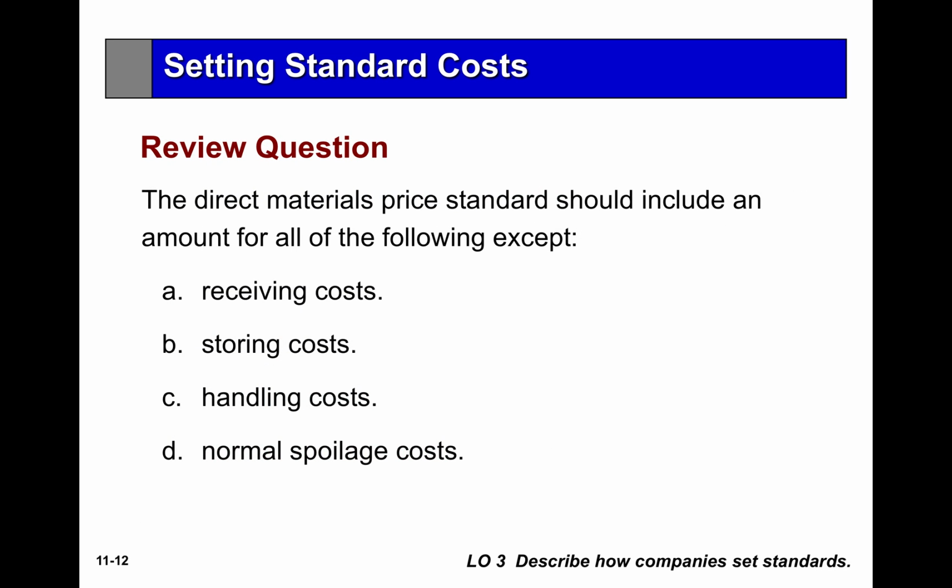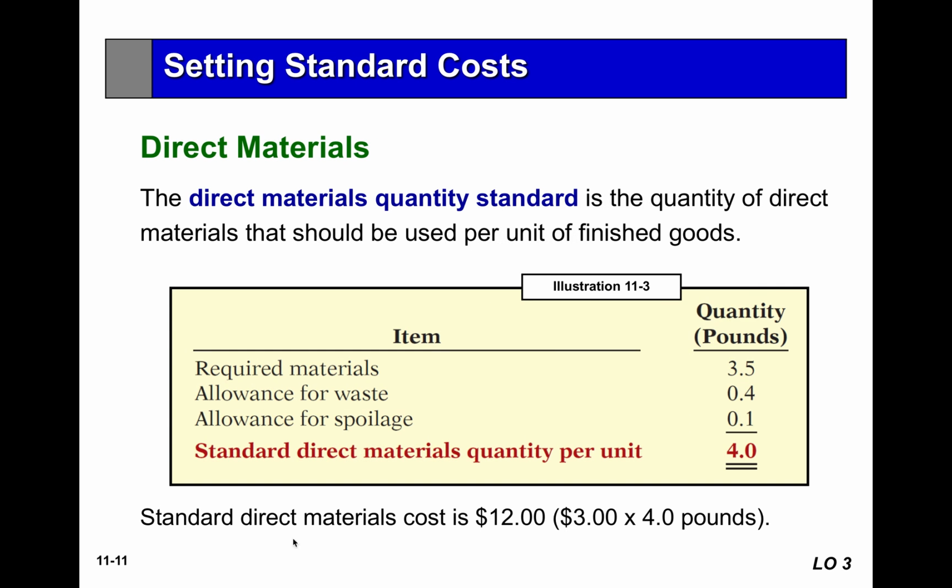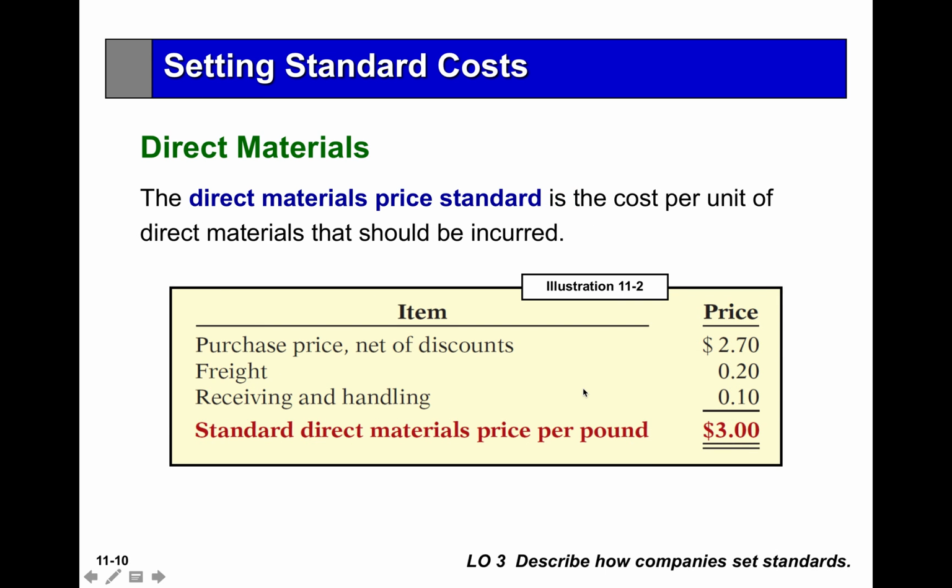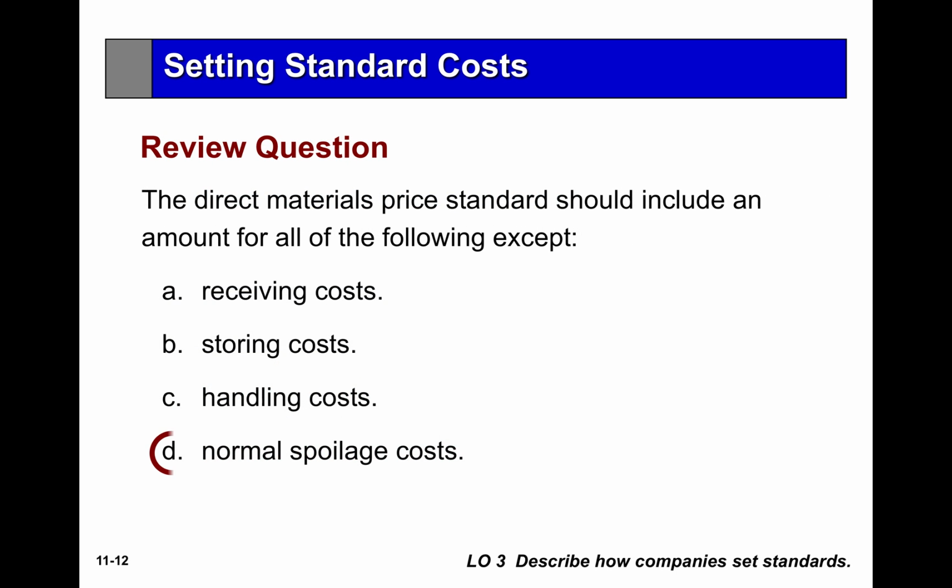So here's another multiple choice. The direct materials price standard should include an amount for all of the following except. Remember, this is the price standard. The price standard included the price, the discounts, the receiving, the storing, the handling, right? The receiving, storing, and handling are all included in the price standard. The normal spoilage cost, the spoilage quantity, if you remember, was included in the direct materials quantity standard, not in the price standard. But in the price standard, we had freight and handling. So that is why the answer is part D, because spoilage cost does not relate to the price standard. It relates to the quantity standard.